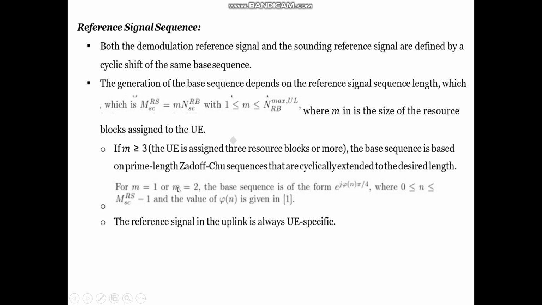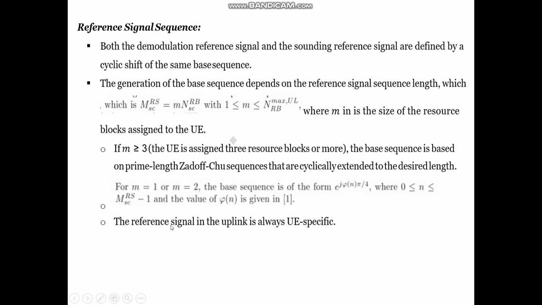If m is equal to 1 or 2, the base sequence is of the form e^(jψ(n)π/4), where n varies from 0 to the length of the reference signal subcarriers minus 1, and the value of ψ(n) is given in the reference. The reference I will indicate at the end of the lecture.